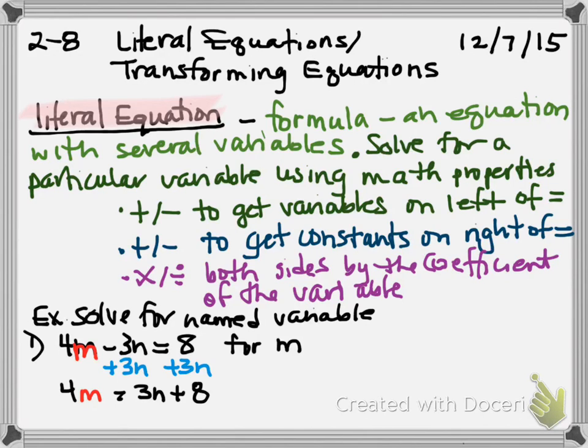Now what do I need to do to get the m alone? Divide by 4. But when I divide by 4, I treat everyone the same. I've got 3 terms. All 3 of them are going to be divided by that 4. So 4 divided by 4 leaves me with my m, which is what we were told to solve for. And then I cannot divide 3 by 4, so I get left with 3/4 n.